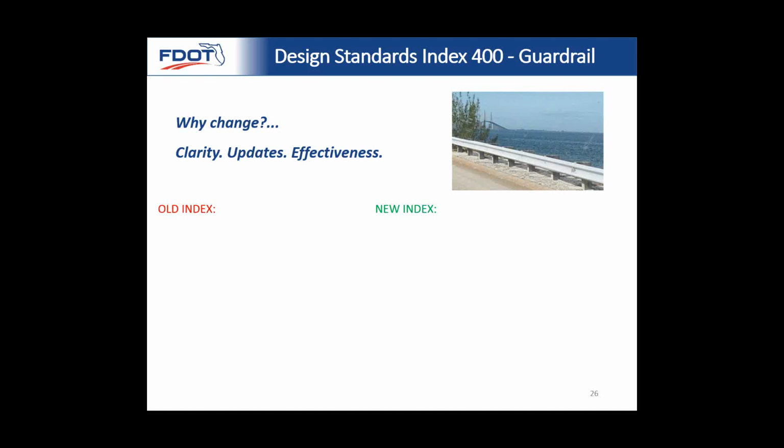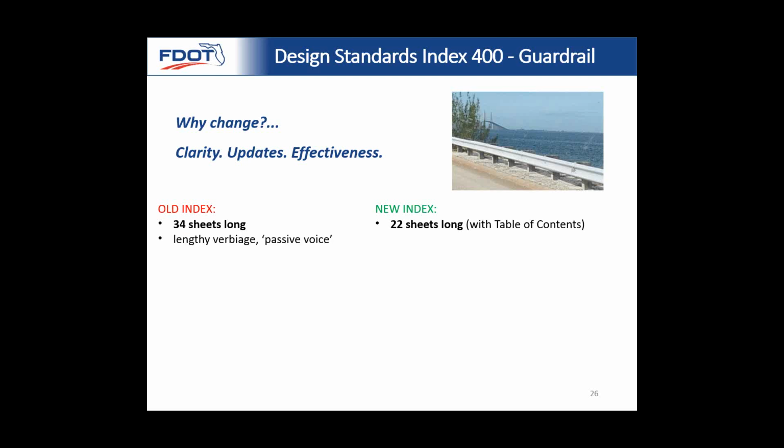Well, we wanted to improve the clarity. We wanted to provide updates. So as we said, we're moving from NCHRP 350 to MASH testing, which is the latest national standard. There's a big push for that, and so we want to make sure we're updated to the latest. And then effectiveness. The old index was 34 sheets long. Trying to make it user-friendly, it's now 22 sheets long, and now it has a table of contents. Before, it didn't really have an intuitive order. It wasn't real easy to find things in there. And we're trying to make it more simple now so even beginners can pick it up and understand it a little more quickly.